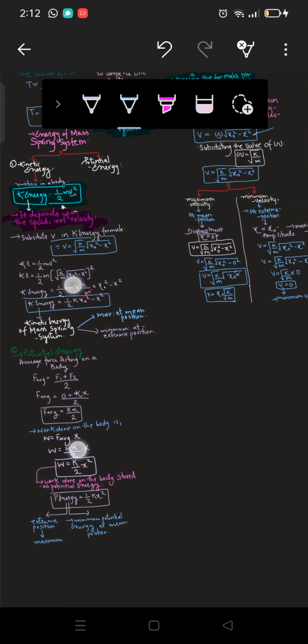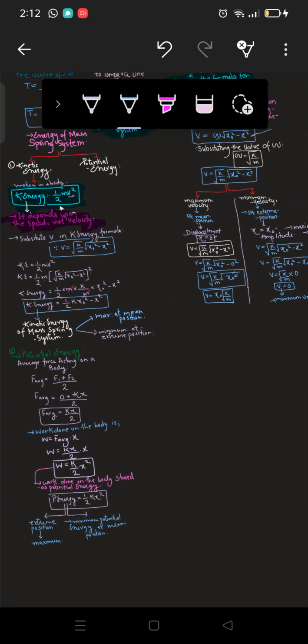So this was all for today. We have completed potential energy today. In the next video we're going to derive the formula for the total energy of the mass spring system, or total energy of the motion under elastic restoring force. We're going to summarize the energy concept there, where we have maximum kinetic energy, maximum potential energy, minimum kinetic energy, and minimum potential energy. So this was all for today.